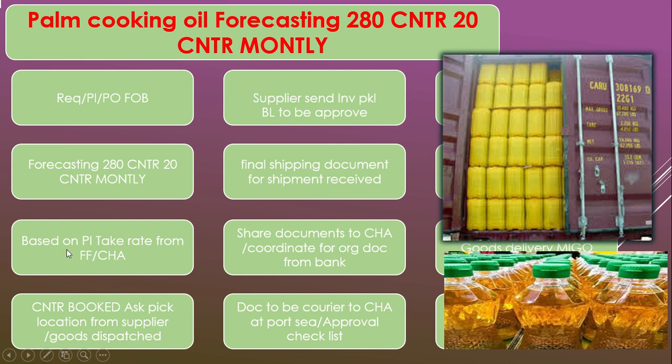Based on the PI, we take the rate from the freight forwarder and CHA. Once we know the volume in metric tons of the shipment, like 25 metric tons per container, in a 20 feet container, we take rates from different freight forwarders. One freight forwarder gives $3,000 per container, another $3,500, another $4,000. We have to check which one is best for the organization and which gives the right delivery time, like shipping line booking on a monthly basis.